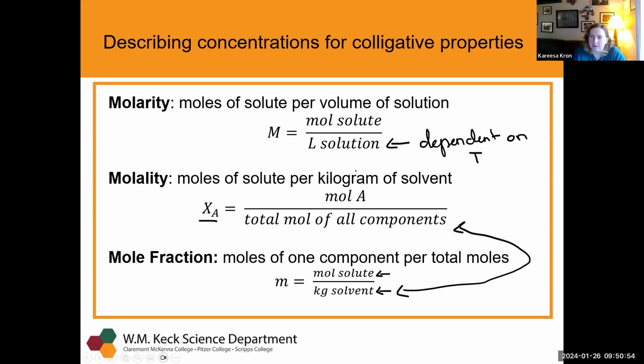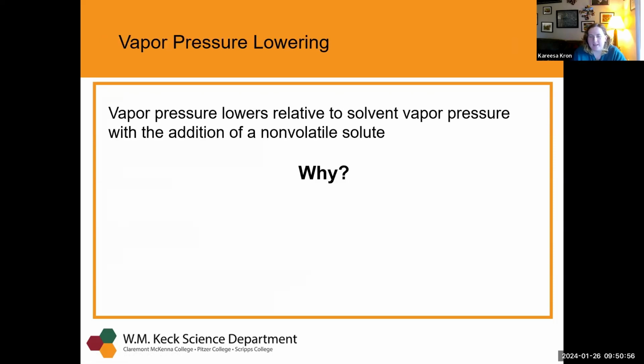So the first colligative property I'm going to talk about is vapor pressure lowering, relative to the amount of non-volatile solute that we add. I just have on the slide that vapor pressure lowers relative to a solvent's vapor pressure if we add a non-volatile solute. If you like, you can pause the video and think for a second, why do you think this might be the case?